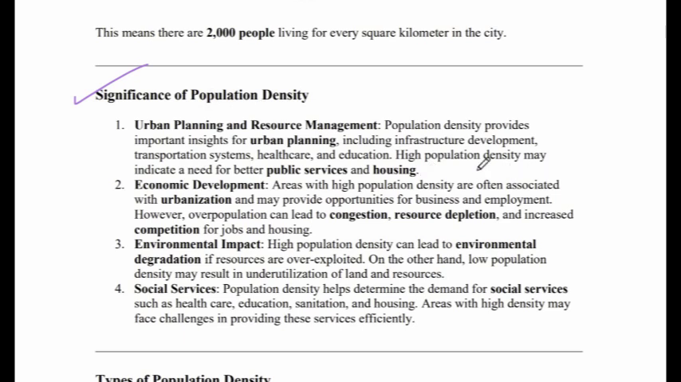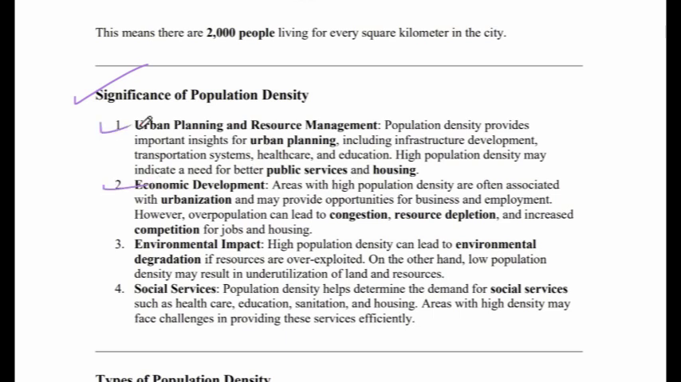High population density indicates a need for better public services and housing. ऑटोमेटिकली क्या होता है, जैसे कोई एक जगह पे पॉपुलेशन बढ़ते जाता है तो वहां के लोग डिमांड भी करना चालू करते हैं और वो हिसाब से वहां की जो म्यूनिसिपैलिटीज है उसको वो हिसाब से सर्विसेज प्रोवाइड करती है.